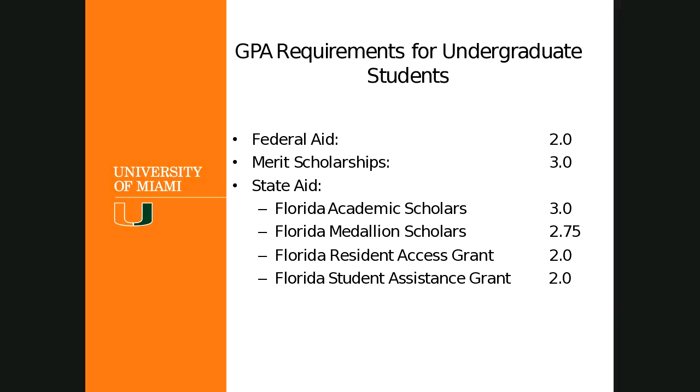State aid, couple different components. First, Bright Futures. Bright Futures has two tiers. First being the Florida Academic Scholars. You need to have a 3.0 cumulative GPA at the end of spring term. For the Florida Medallion Scholars, the next tier down, you must have a 2.75 GPA. And your Florida Resident Access Grant and your Florida Student Assistance Grant mimic the federal requirements with a 2.0.